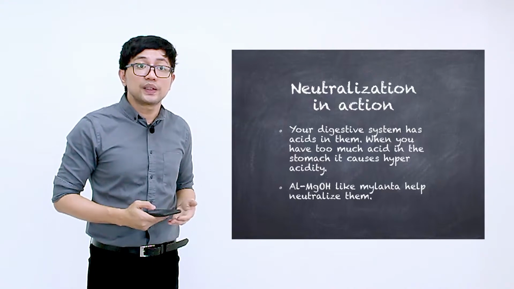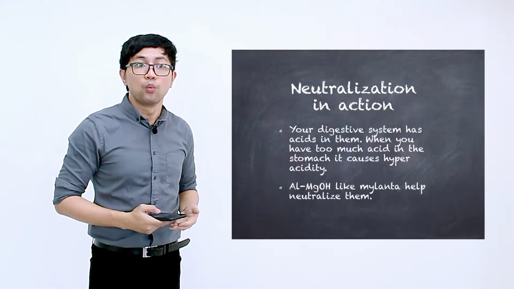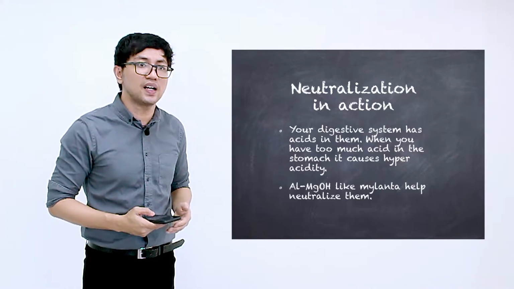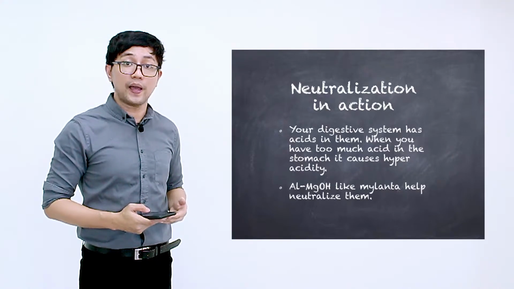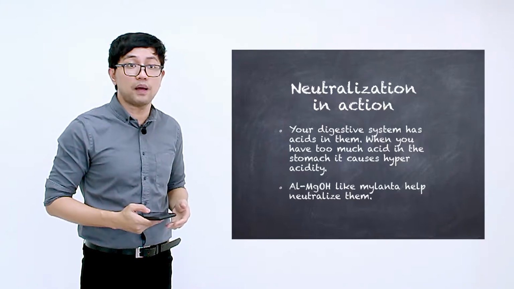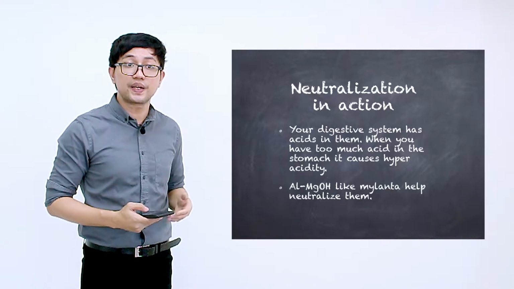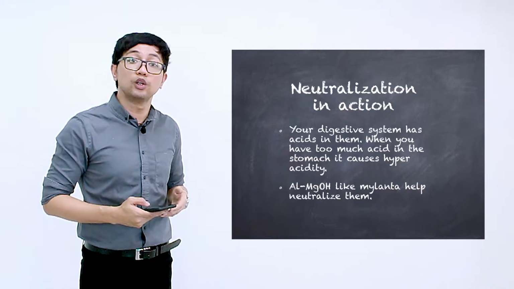Now let's study neutralization in action. What are the benefits that we get in studying neutralization? Your digestion. Your digestive system has acid in it, specifically your stomach. When you have too much acid in the stomach, it causes hyperacidity. There are some things found over the counter which can counteract this acidity. Examples are aluminium or magnesium hydroxide, like Mylanta, which help neutralize the acidic environment in your stomach, therefore having a lower or more neutral pH.